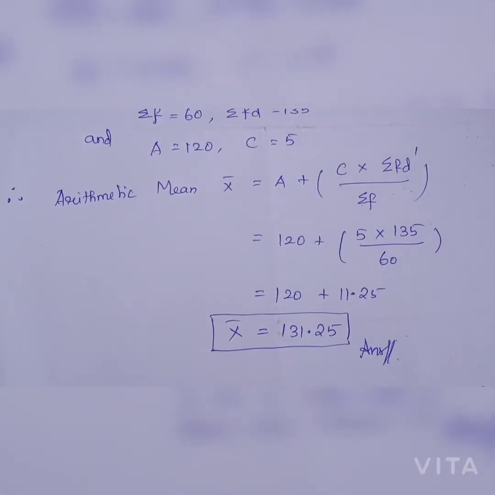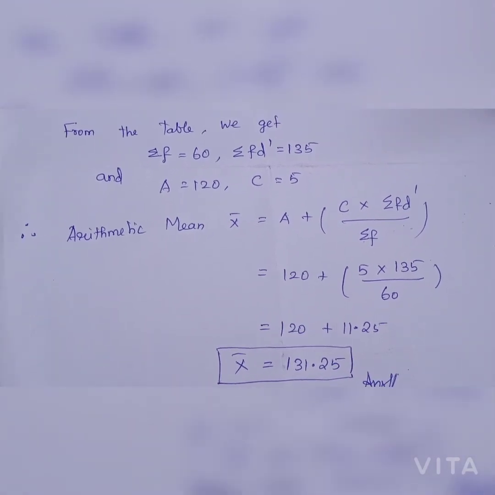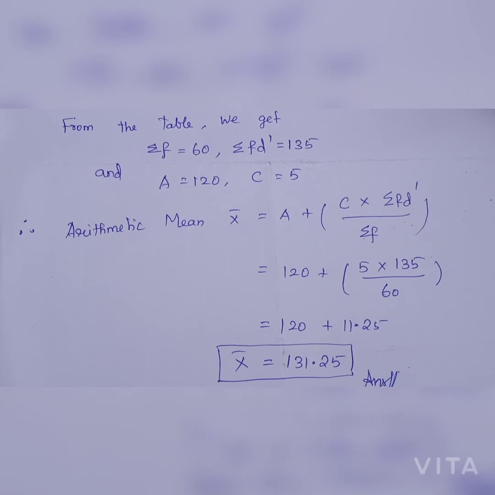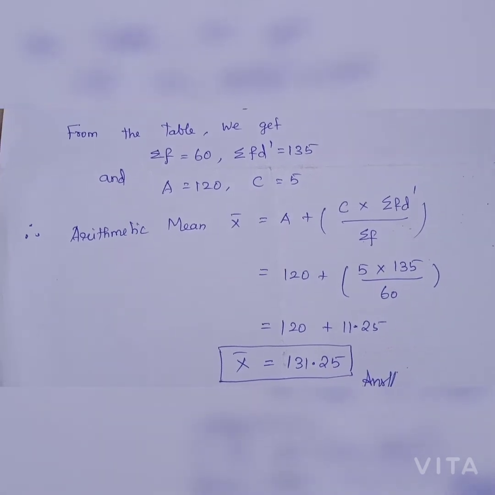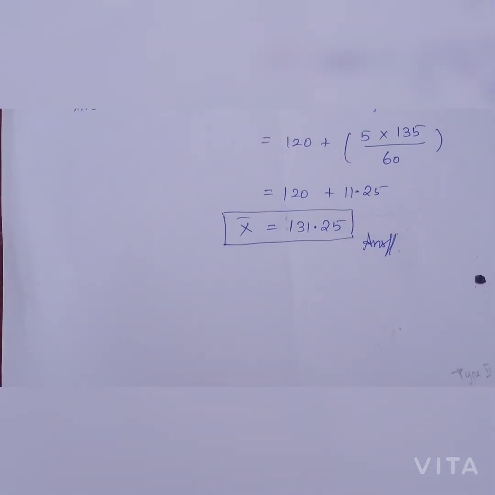So all the three methods differ in form but not in content. They give the same result in any problem. So the arithmetic mean type 2 method is over. Thank you.